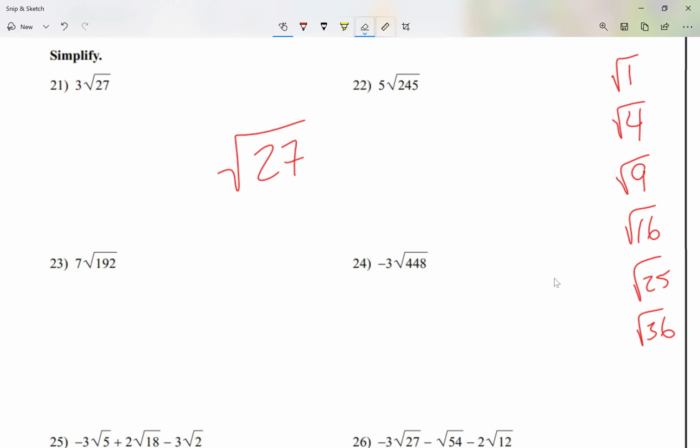But for today, we're going to be looking at non-perfect squares. Some of them might be perfect, but we're going to be looking at some non-perfect squares. What we're looking into is simplifying. Simplifying is basically writing our radical with smaller numbers. So let's take a look.